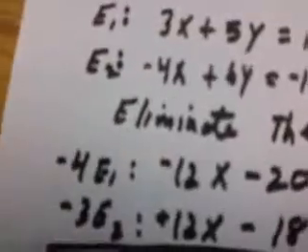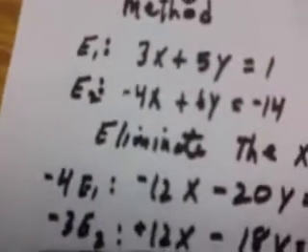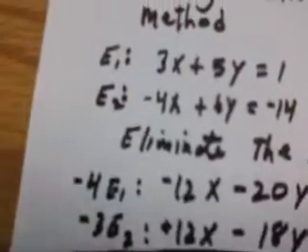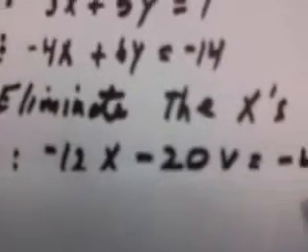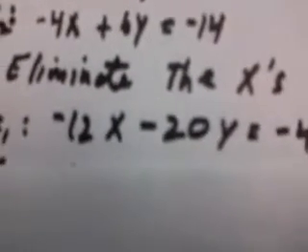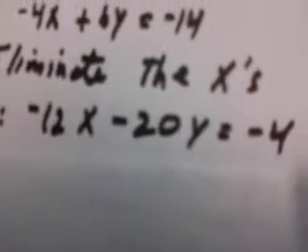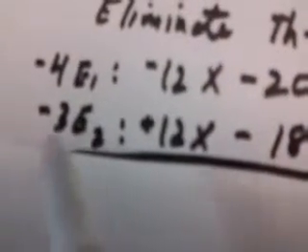So I multiply the first equation by negative 4, and as you can see, I got negative 12x minus 20y equals negative 4. That's what I have here. Negative 12x minus 20y equals negative 4. I multiply the second equation, E2, which is the second equation. The first equation is E1. I multiply the second equation by negative 3.